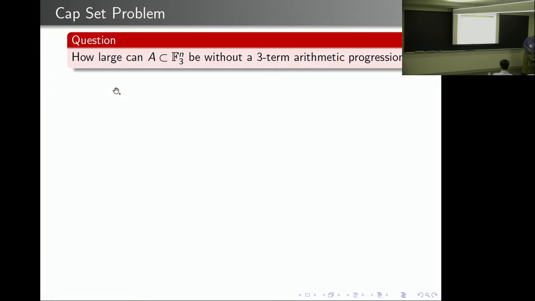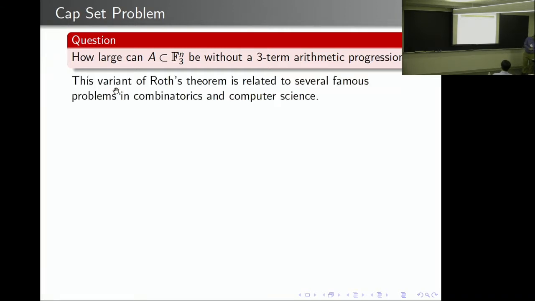It's also a famous problem because it's related to a bunch of other well-known problems in combinatorics and computer science. So it's a variant of Roth's theorem, but it also is closely tied to the sunflower conjecture in combinatorics and the exponent for matrix multiplication, which is a well-known problem in computer science. And you can try to see how large such a subset can be.